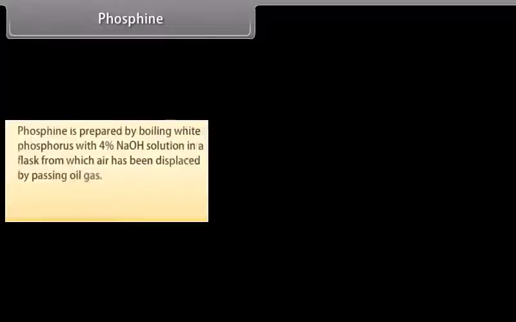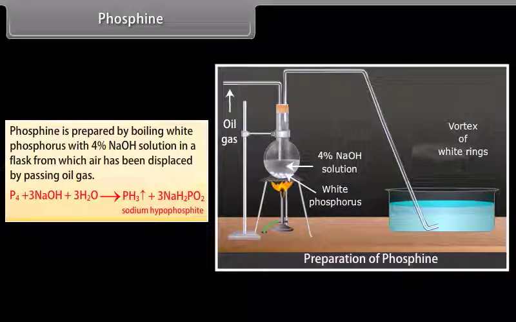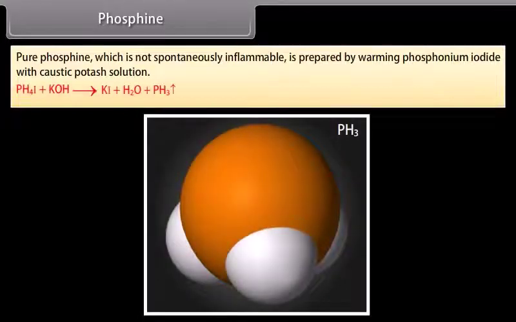Phosphine. Phosphine is prepared by boiling white phosphorus with 4% NaOH solution in a flask from which air has been displaced by passing oil gas. Oil gas is continuously bubbled through the flask in order to displace air. PH3 contains considerable amounts of H2 and a little P2H4 and is inflammable in air. Impure phosphine bursts into flames as it comes in contact with air and forms a vortex of white rings of P4O10. Pure phosphine, which is not spontaneously inflammable, is prepared by warming phosphonium iodide with caustic potash solution.